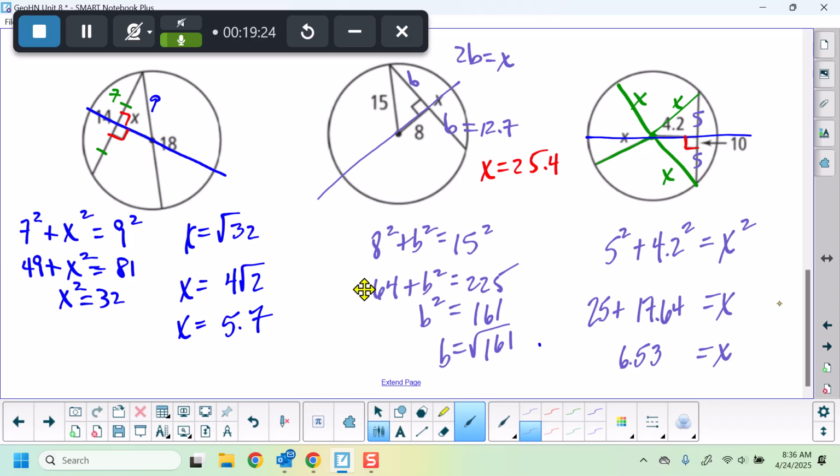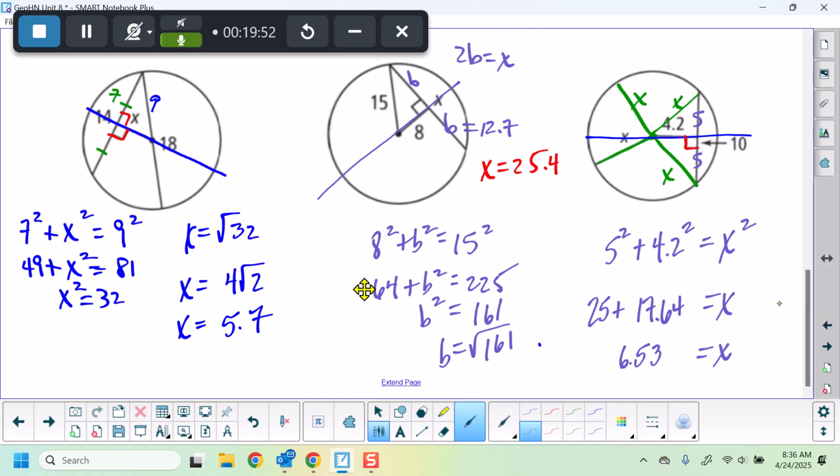In this middle one, you're solving for x, but first I'm going to solve for this side here, and then once I double it, I can get x. I can just use Pythagoras here to solve for this leg here, knowing that that's going to be bisected, I can double it.